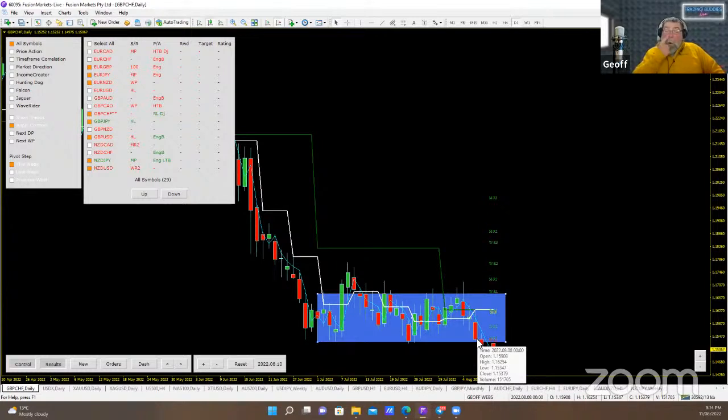There were, I think, more game changer bars than not today out of the 29 pairs that we look at. I think there were 15, so around about that kind of average. But they were the ones that stood out to me, and that's kind of where I'm focused for the rest of the day.